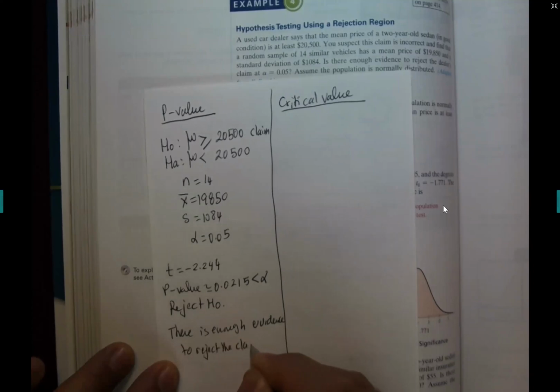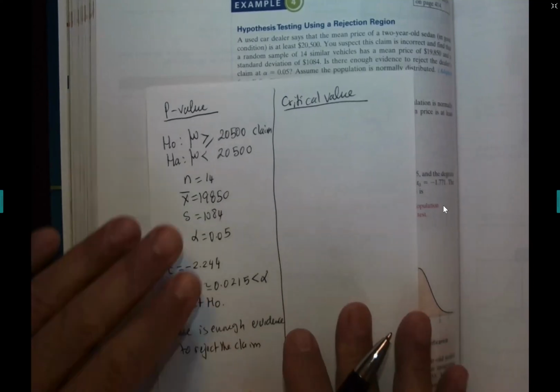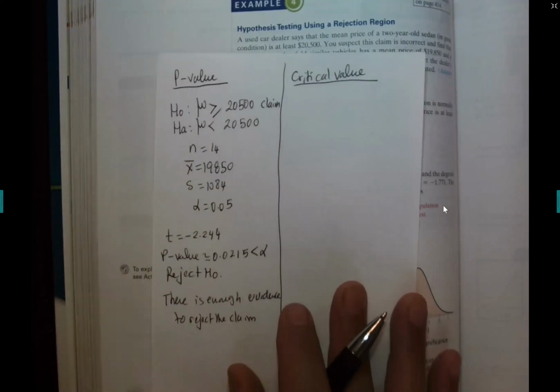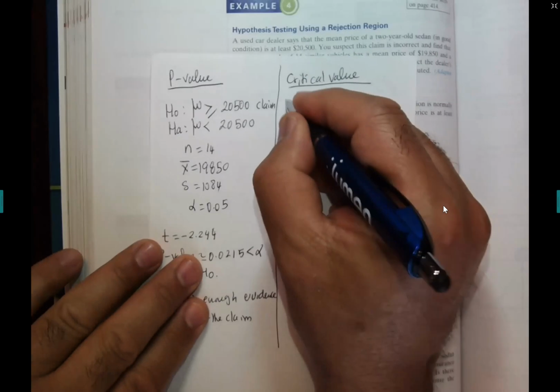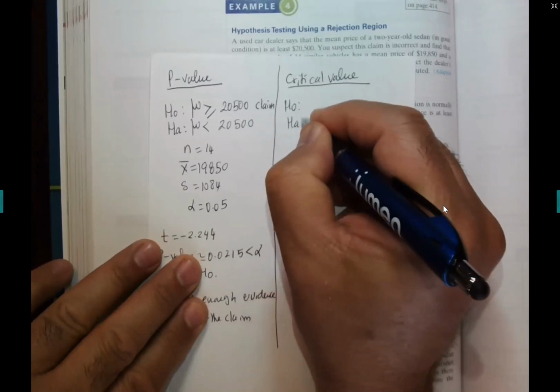So that's not what he did in the book. He used the critical value approach. So let me show you now the critical value approach. This is one way to do it. Now the critical value. Same steps, no changes.